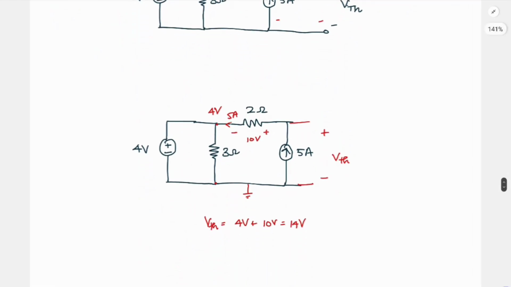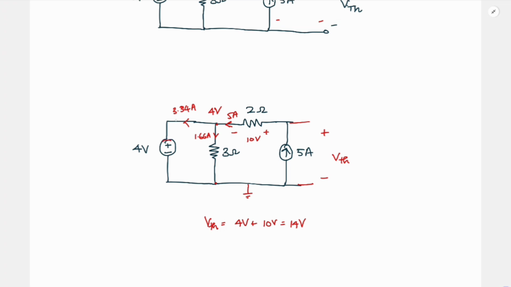And another thing here is, if you see this is 5 ampere and this is 4 volt. So what will be the current here? It will be 4 by 3, which is 1.66 ampere. So 5 ampere is coming in, 1.66 is flowing here. So what will be the current here? It will be 3.34, 33 or 34 amp.